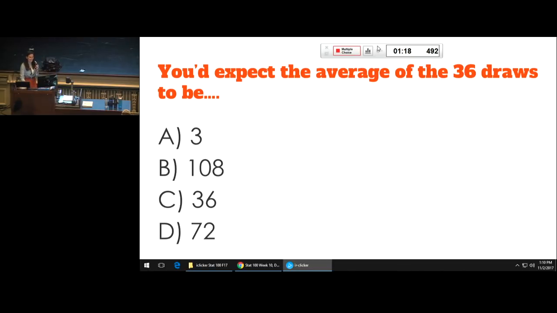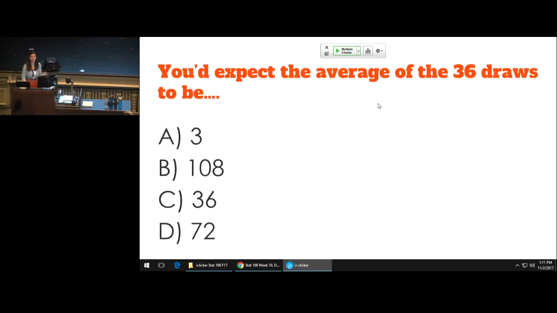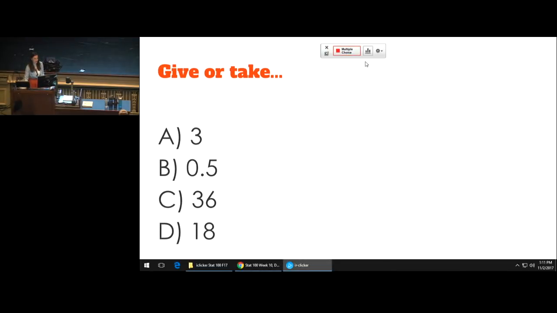Okay, average. Let's see what you guys got for this. What would you expect the average to be, give or take what? So let's see. A, nice. Should be 3, right? What would you expect the average to be? The average of the box. That's exactly right. That is the formula. Expected value of the average is just the average. And now what about the standard error? What is the give or take part?